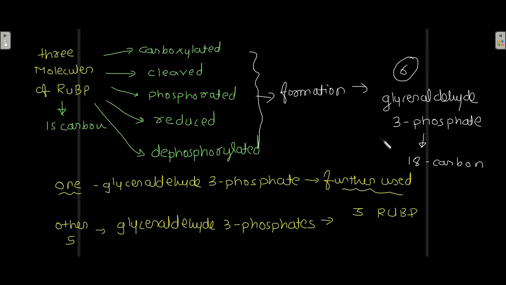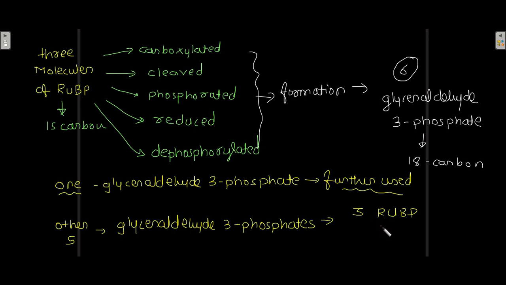So we had 18 carbons. From these 18 carbons, 3 carbons are further used for the production of carbohydrates. 18 minus 3 is 15. So we are left with the other 5, that is 15 carbons. Now these 15 carbons are used to make 3 RuBP, which again contain 15 carbons.